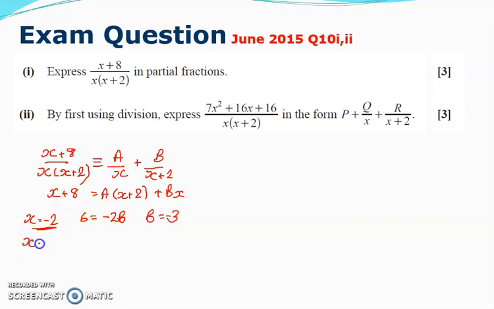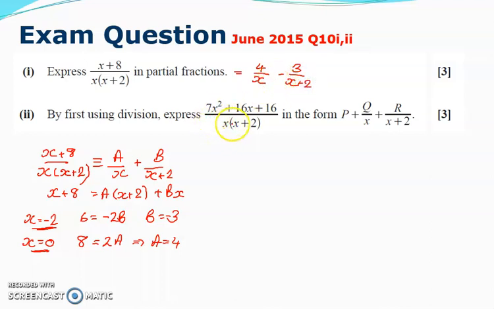If I set x equal to 0, because there's no number next to it, on the left hand side I get 8, and here I get 2A, and this implies that A equals 4. So I reckon this equals 4 over x minus 3 over x plus 2.